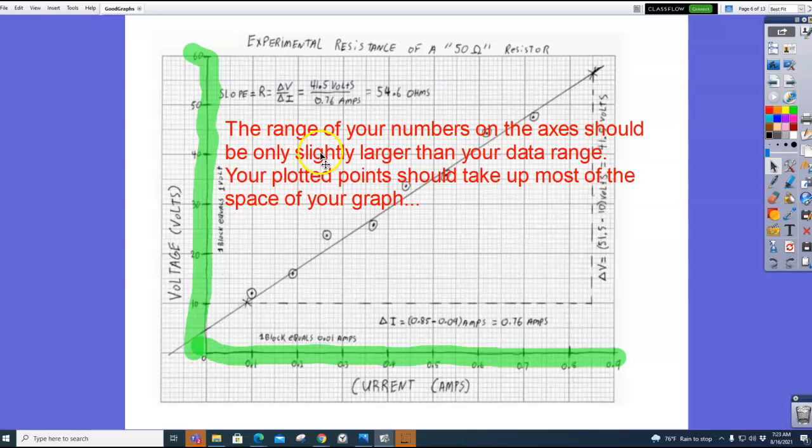The range of your numbers on the axes should be only slightly larger than your data range, so that your plot should not just all be stuck in a corner or just in one small part of your graph. If you make the range that you put on your axes just slightly larger than the range of the data, then you will have a nice big graph and be able to see trends more easily. Your plotted points should take up most of the space of your graph.